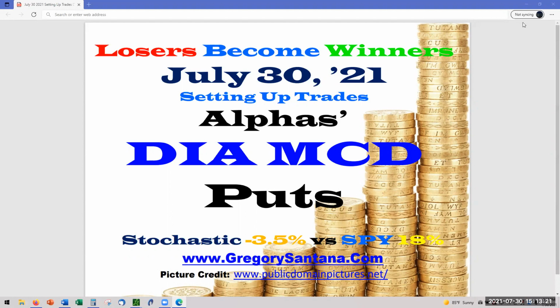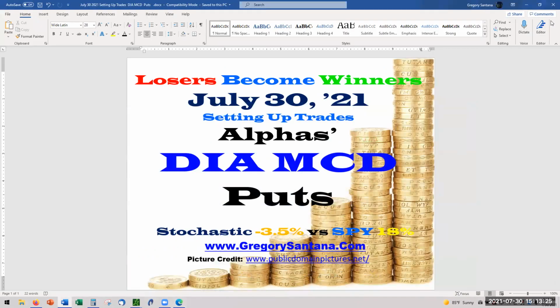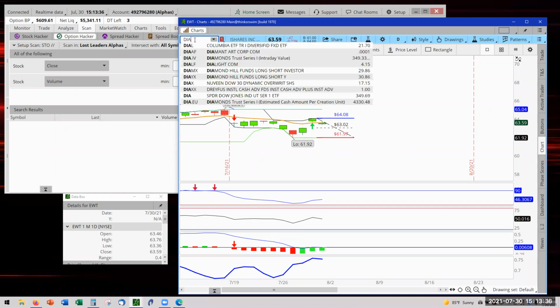Today we ran the scanner and we have DIA and MACD came up only for the put. My work slide's still up. Let's get rid of that. So we left off with EWT, which got removed from the forward testing list, and now we're going to go and set up a real trade for puts if they qualify.